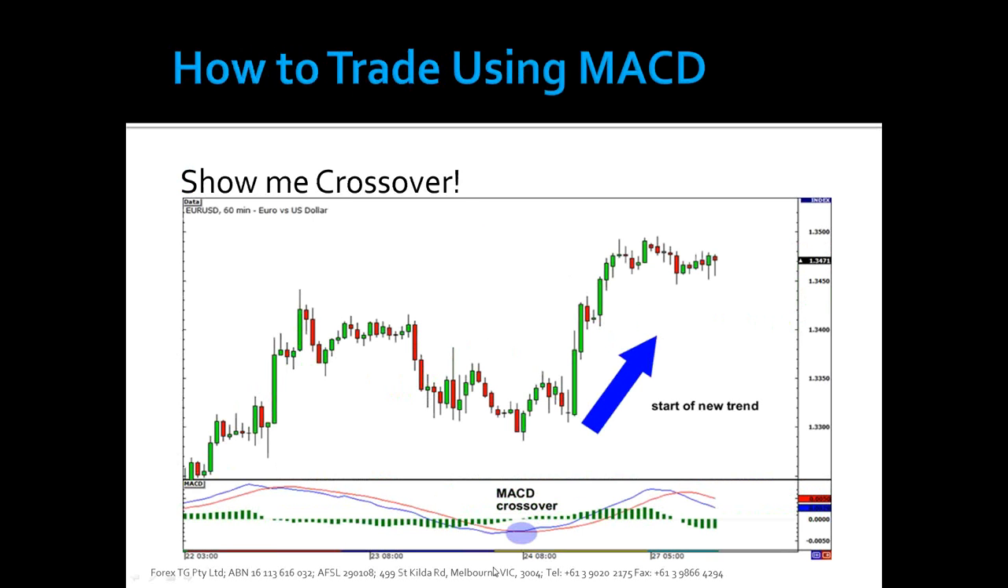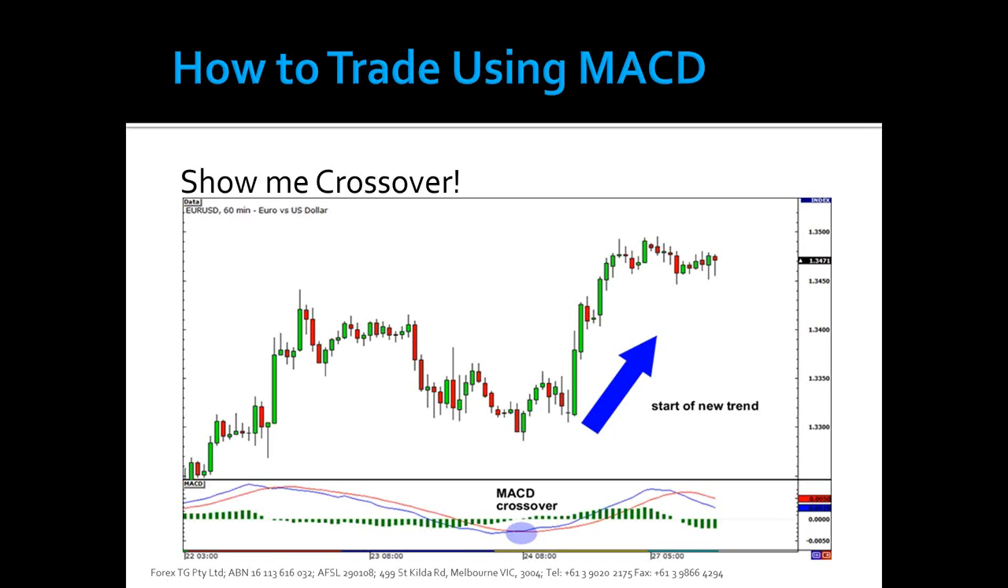So show me the crossover. That's the crossover here where I've highlighted it blue on the MACD crossover. You will see when the blue line is heading down towards the red line, that is a downtrend. When the blue line kicks over the red, you know that is an uptrend, and that's the start of a new trend. They say the trend is your friend, and that's what we try to go with.